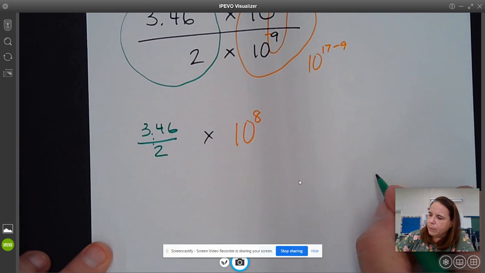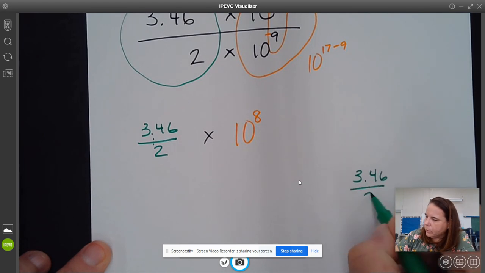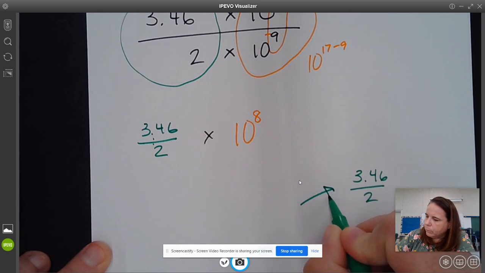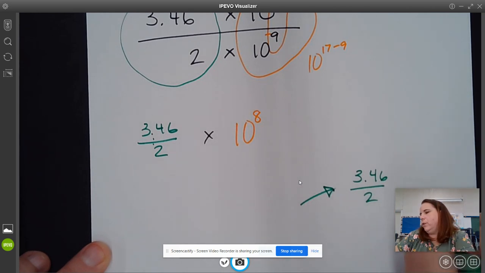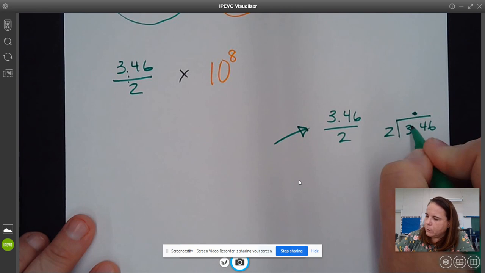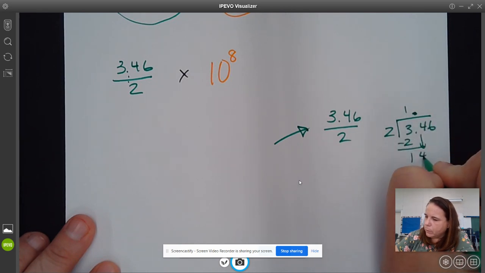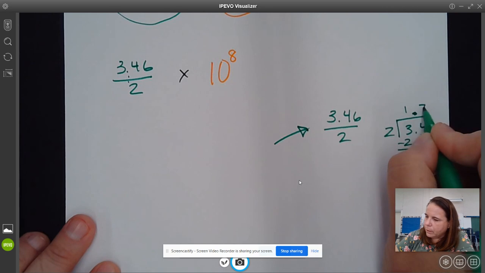So what's going to happen is, just a reminder, we did do this earlier this year, right? This tips over like this. And so then you end up with the 3.46. The numerator goes inside, 2 is on the outside. We're going to move our decimal up. 2 goes into 3 one time. Subtract 1, bring down the 4. 2 goes into 14 7 times.